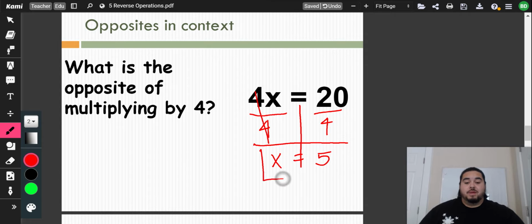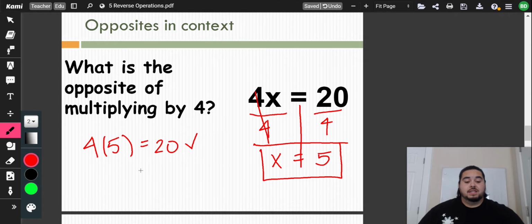So again, to check my work, I go back to the original equation and I plug in the value of x. So 4 instead of x, we plug in 5 using parentheses so it doesn't look like 45. And then evaluate. Is 4 times 5 equal to 20? Yes, it is. So that means that we have 20 on both sides, so we did this problem correctly.